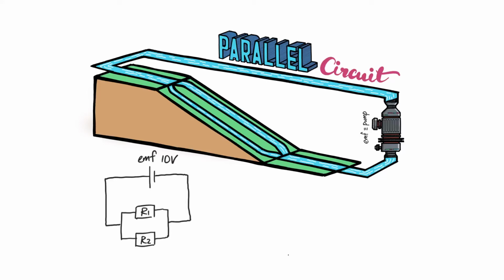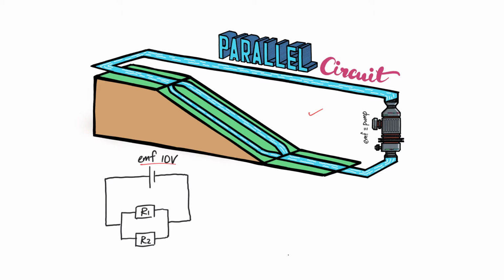In this video, you're going to learn about parallel circuit. And from the circuit diagram here, you can see that the two resistors, R1 and R2, are connected in different branches. That means to say they are connected in parallel. Now let's see how this circuit is related to the river system over here.